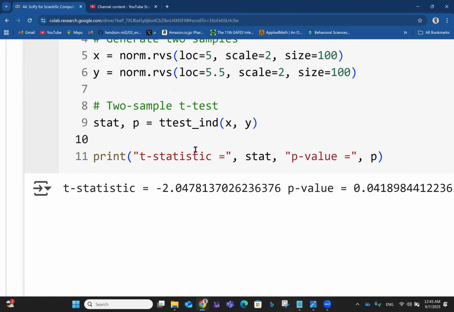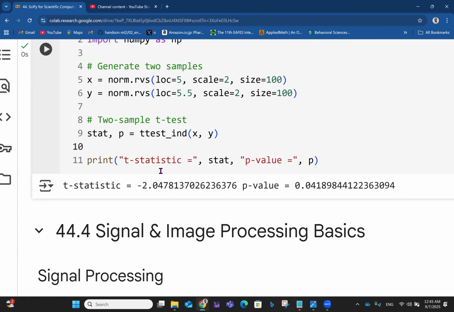So we run this, and this is what we get. So you have statistics, you have minus 2.04, and p-value 0.04, whereby by standard, the p-value has to be less than or equal to 0.05 for it to be significant. And this one is 0.005 or something like that? So then we use this to determine whether there's a significant difference between the two samples.